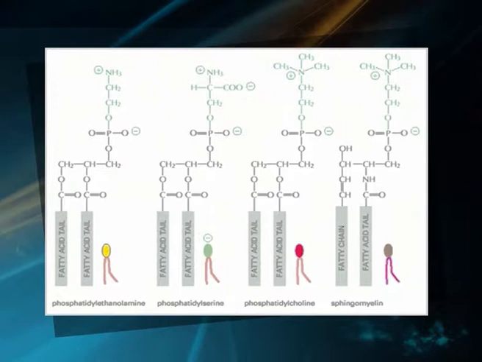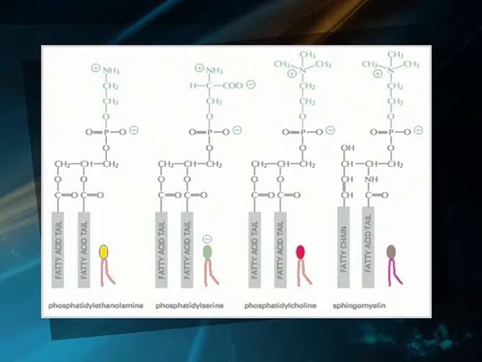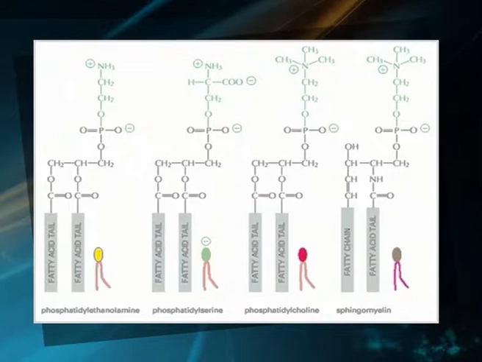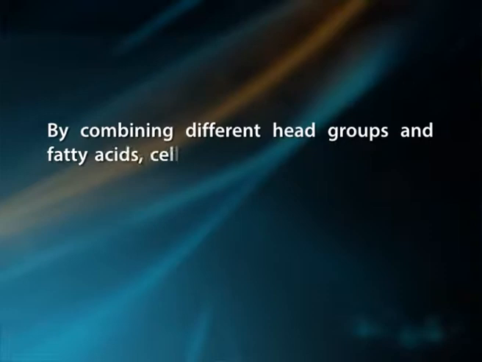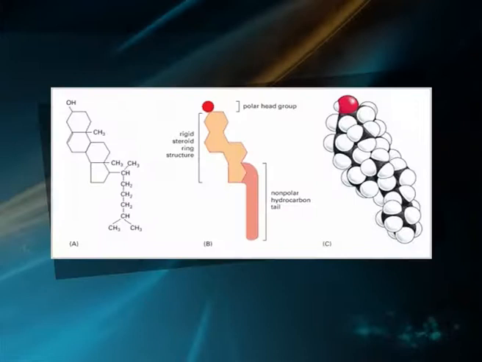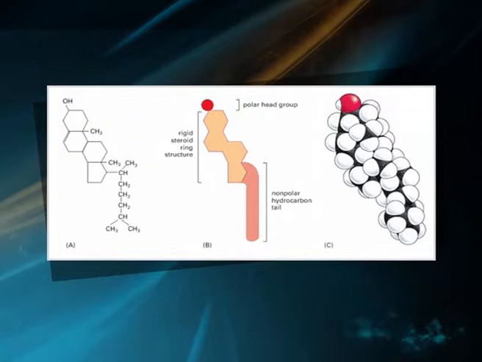You can visualize two long chain fatty acids linked through ester bonds to adjacent carbon atoms of glycerol, and the third carbon atom is attached to a phosphate group, which in turn is linked to one of several different types of head groups. By combining different head groups and fatty acids, cells make many different types of phosphoglycerides: phosphatidylcholine, phosphatidylethanolamine, and phosphatidylserine. In this figure, you can see the major types of phospholipids in mammalian plasma membrane.